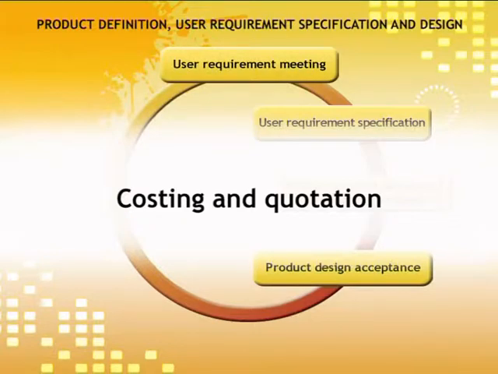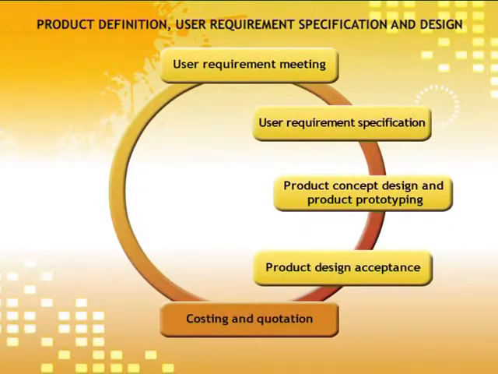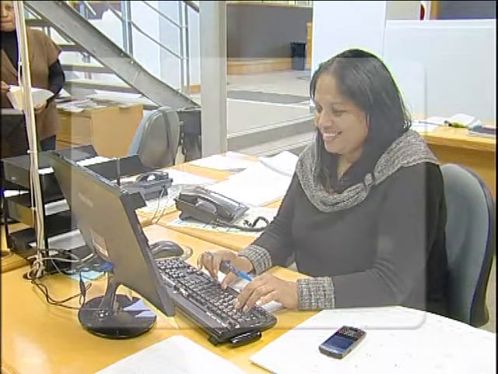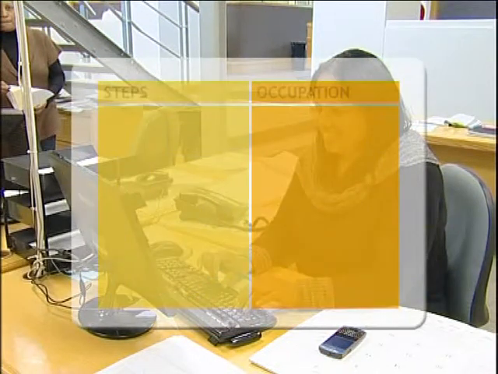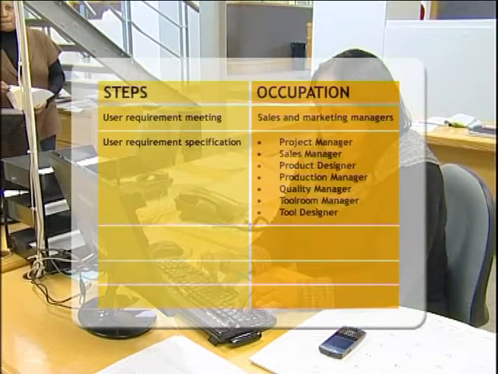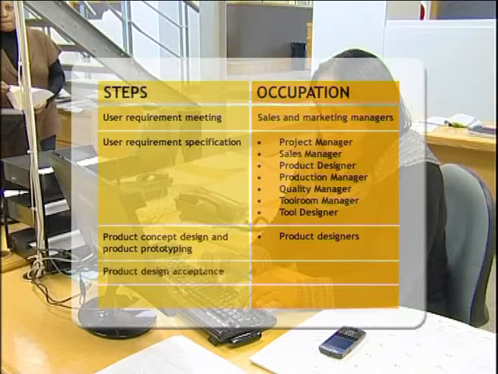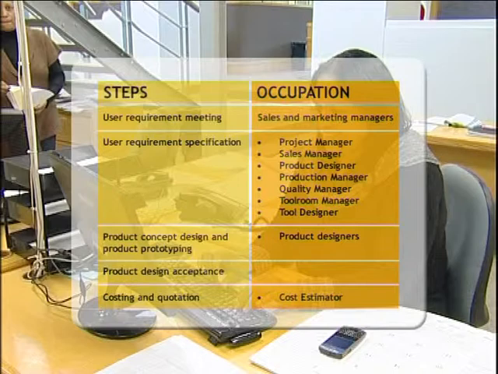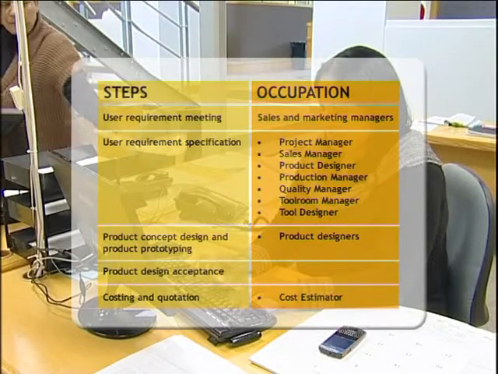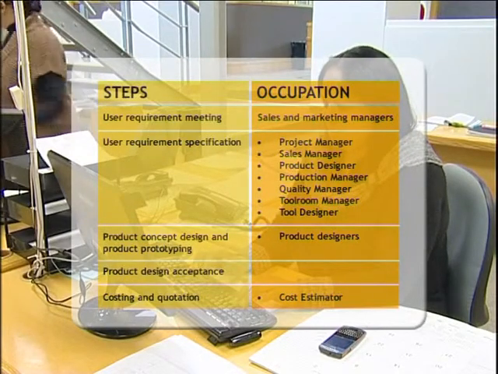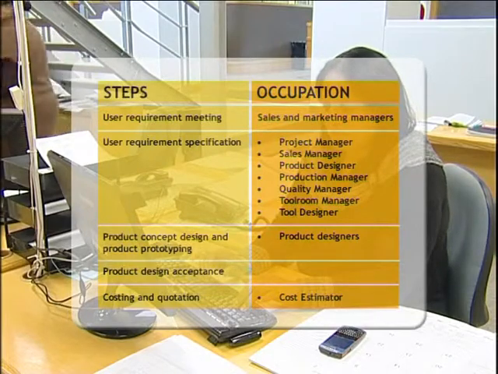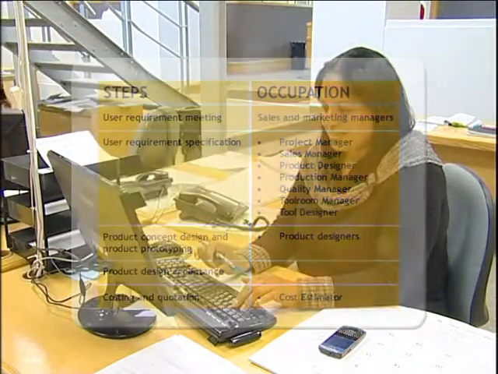Costing and quotation. The cost estimator's responsibility is to accurately estimate the costs associated with producing the specified product, in this case, a plastic tub for the food industry. The estimator's costing includes the product cost, as well as the cost to produce the tools to manufacture the product.